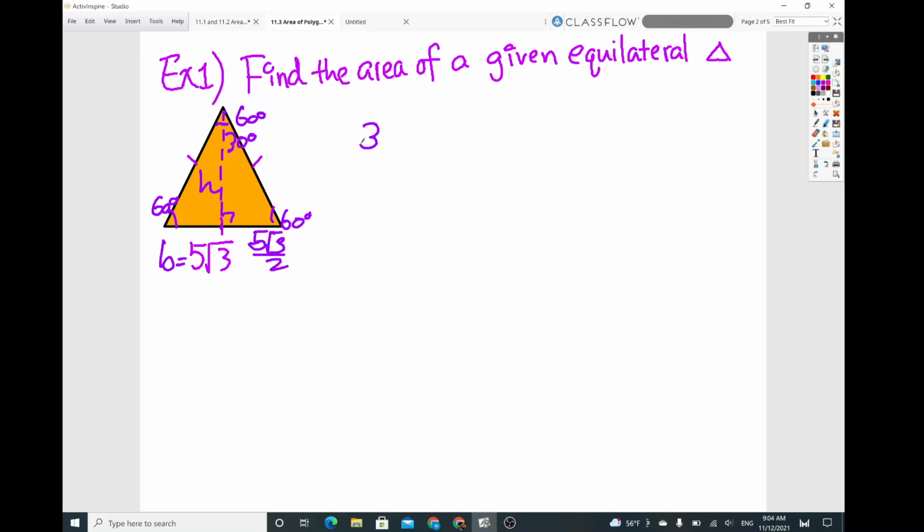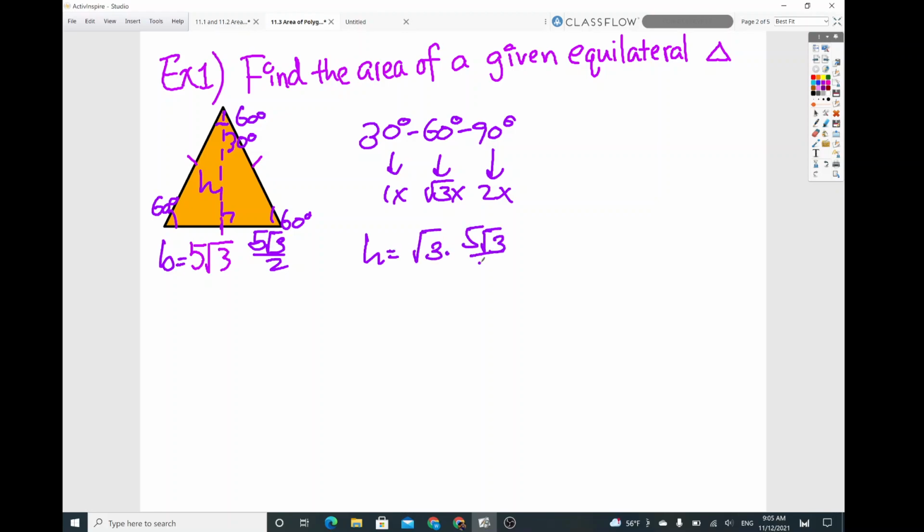Using the special ratio for the 30, 60, 90 degree special right triangle, we have 1, √3, and 2, or x, √3x, 2x. The shortest segment is given, so x is given. In order to get the height, it's just √3 times 5√3 over 2. That'd be 5 times 3, which is 15. 15 over 2, or 7.5. So once we get the height and the base, we can get the area of the triangle.